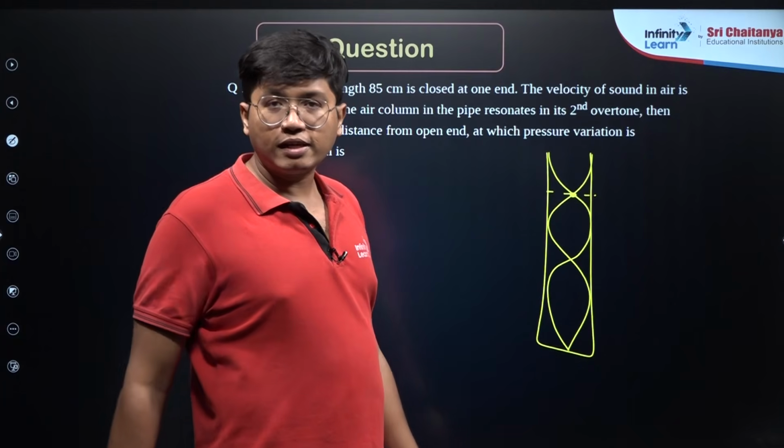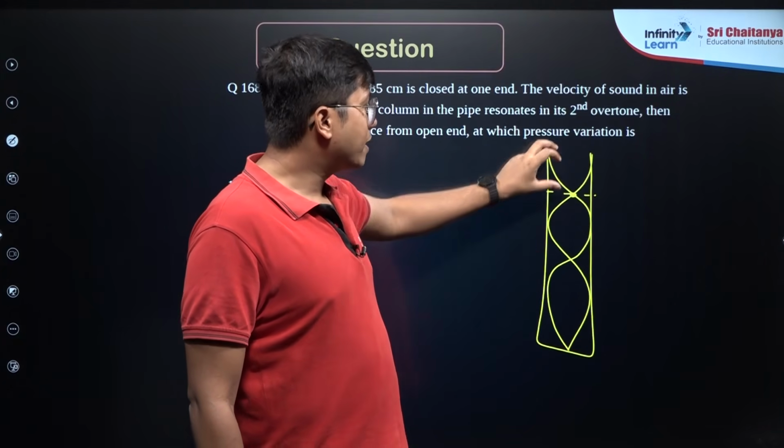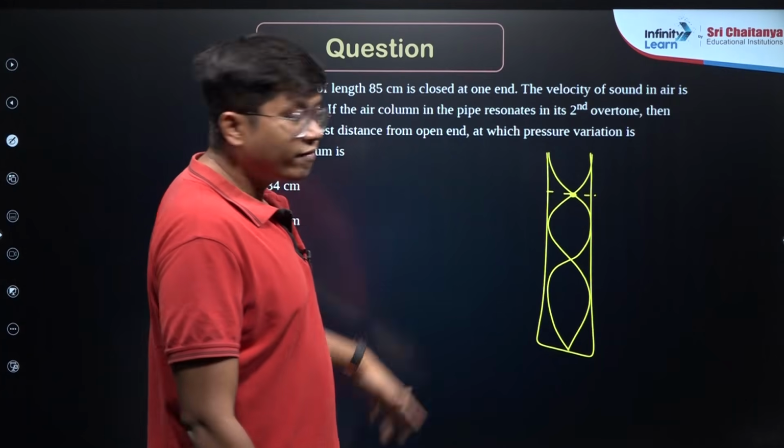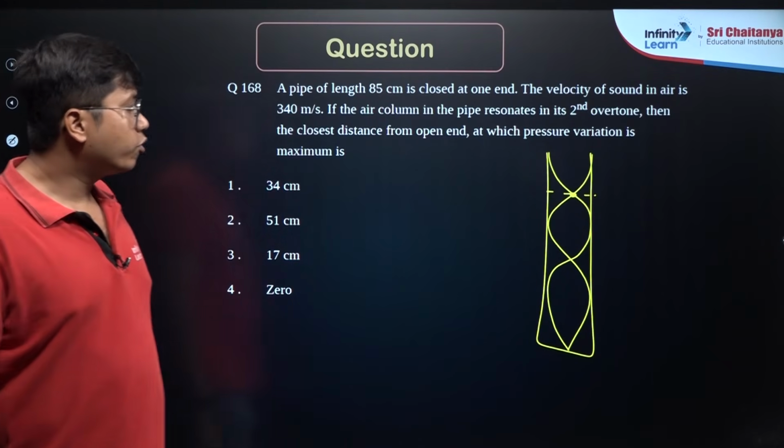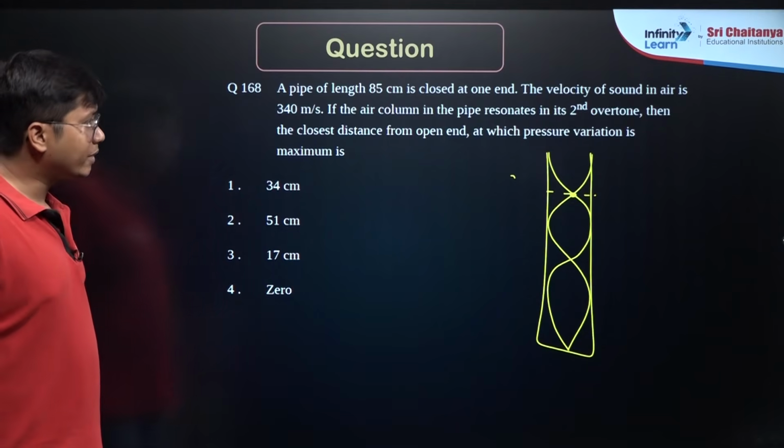The total length is basically lambda by 2 plus lambda by 2, that is lambda, plus lambda by 4, which is 5 lambda by 4. So from 5 lambda by 4 you get the lambda, and this distance is just lambda by 4 then. You can solve on the basis of that.